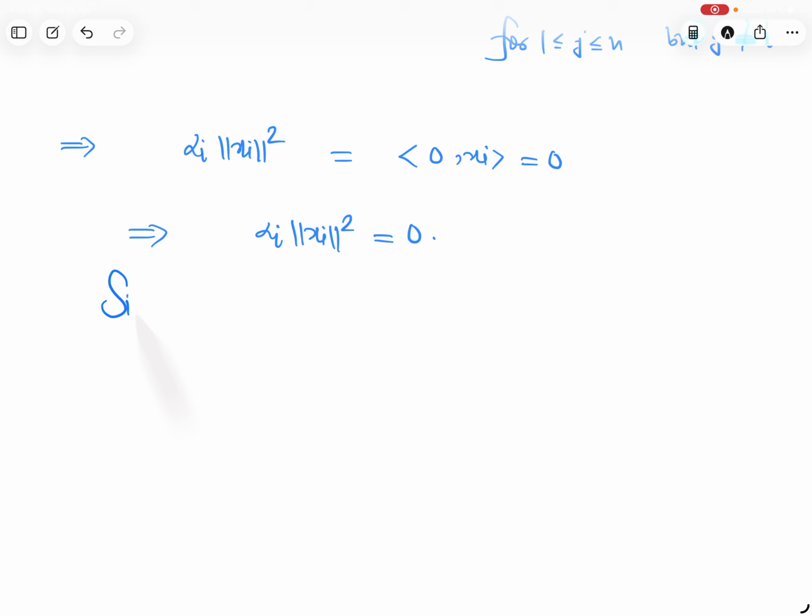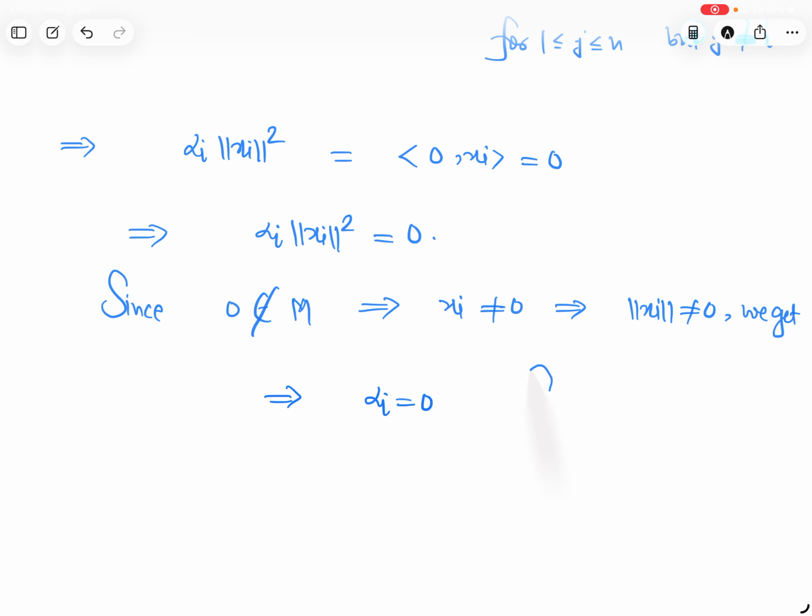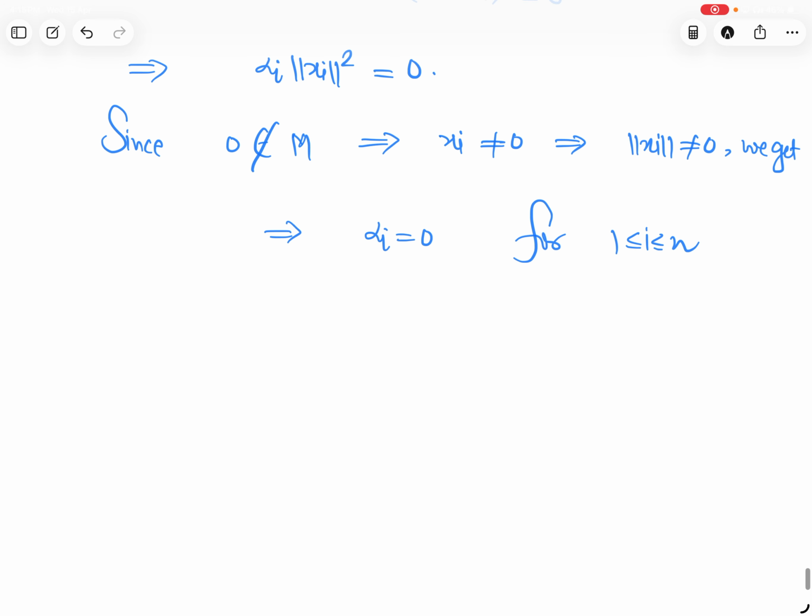Since 0 does not belong to M, this implies xi is non-zero. So this implies norm xi is non-zero. We get alpha i is equal to 0 for all i, so this implies M is linearly independent. Okay.